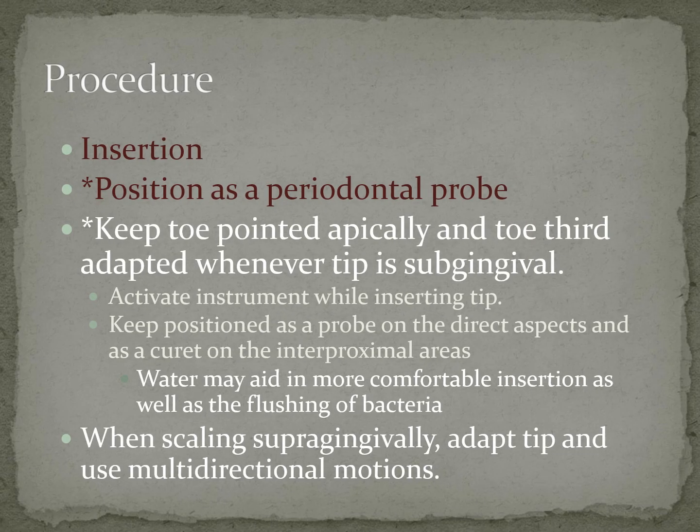So how do we do it? How do we insert it? You're going to position it like a perio probe. So you're going to keep that toe pointed apically and the toe third adapted whenever the tip is subgingival. You're going to activate the instrument, meaning you're going to push on that rheostat as you slip that tip subgingivally. You're going to keep it positioned as a probe on the direct aspect, so that's the direct facial and direct lingual. You're going to use it like a curette on the interproximal areas.